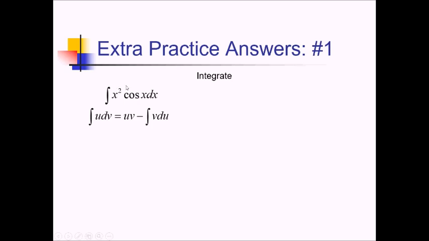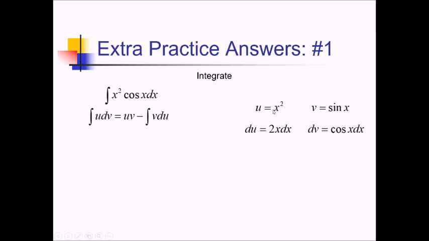Now, we have an algebraic and a trig here. According to my acronym LATE, algebraic is a better choice for u than trig is. So let me go with x squared for my u value. That gets nicer as I take more derivatives. Cosine, I'm going to let that be my dv, cosine of x dx, that at least doesn't get worse when I take antiderivatives. So we'll be able to live with that. So my du is going to be 2x dx. Antiderivative of dv, v, is going to be sine of x.